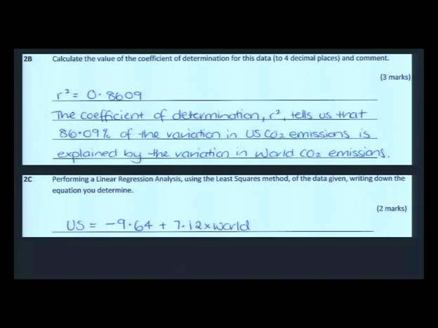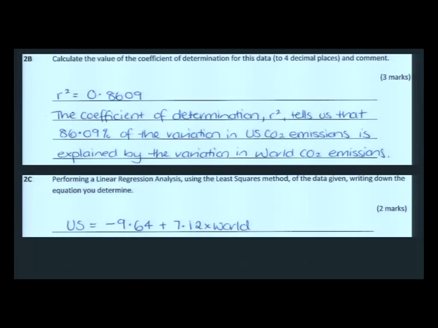Change it to a percentage. So 86.09% of the variation in the DV, y-axis, so US CO2 emissions, is explained by the variation in the IV, world CO2 emissions. It is always the same answer. Don't get fancy. Put the right pieces of information in. Okay? 3 marks there, 1 for the value, 1 for the sentence, a correct interpretation, and 1 for the correct order. Usually those questions maybe are only worth 2.